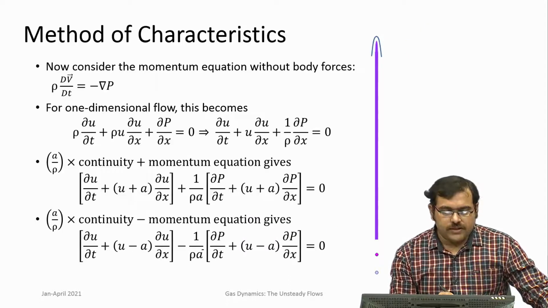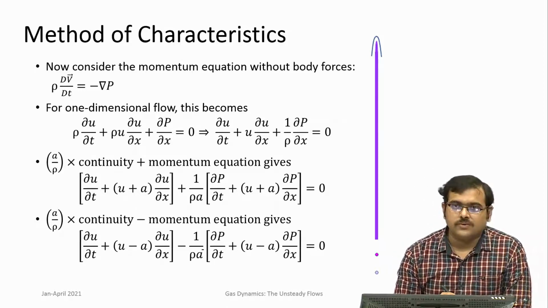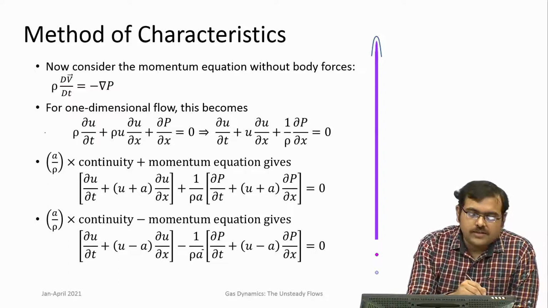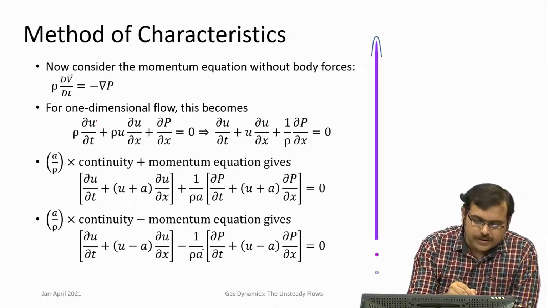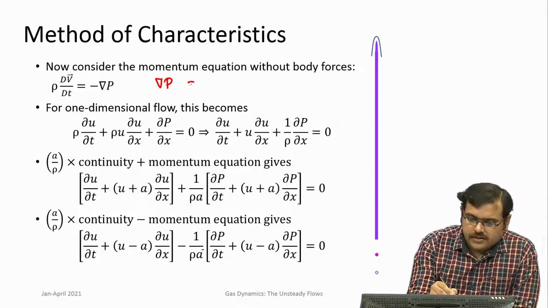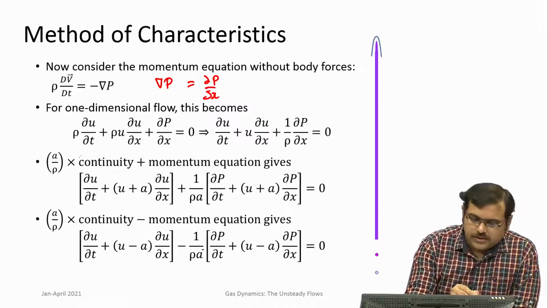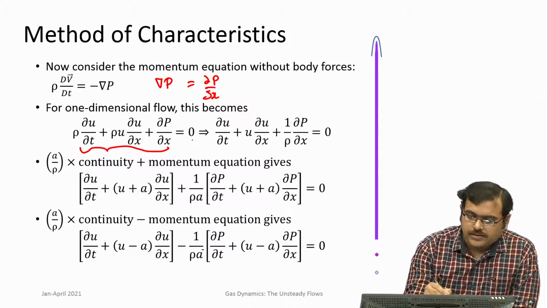Now we move to the momentum equation without any body forces or any viscous forces. It's an inviscid flow. So again, material derivative of velocity, and we are considering only one dimension, so this becomes dou u by dou t plus u dou u by dou x, and the gradient of pressure is dou p by dou x in one dimension. So this becomes the equation rho dou u by dou t plus rho u dou u by dou x plus dou p by dou x equal to 0.